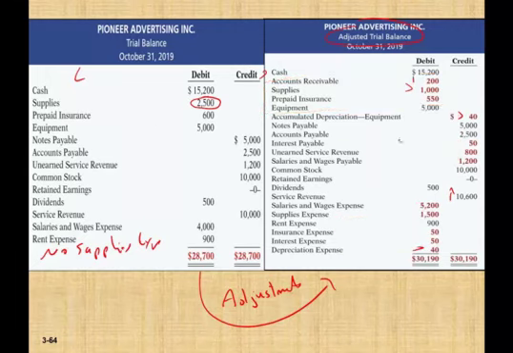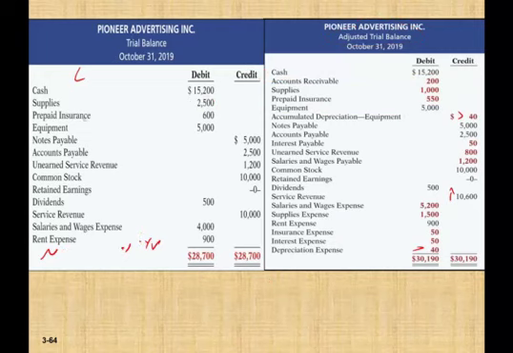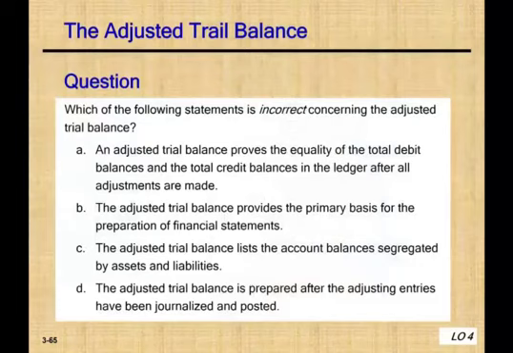Now, if you don't know what these are, then go back and view the prior recording. Otherwise, this is basically the adjusted trial balance. From the adjusted trial balance, we can prepare the financial statements. But let's take a look if we can answer this question. Which of the following statements is incorrect concerning the adjusted trial balance? And be careful when it says incorrect.